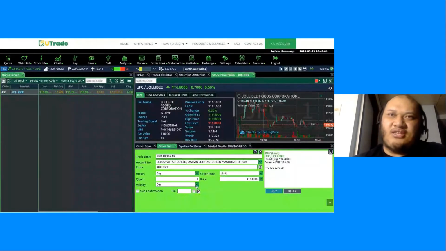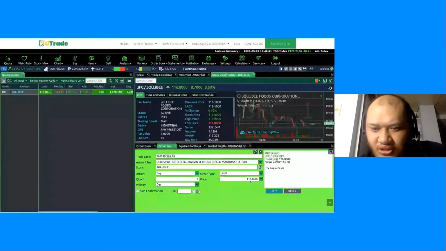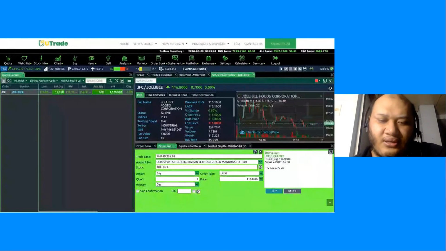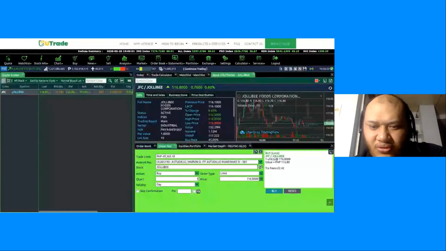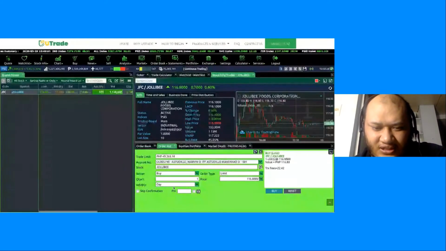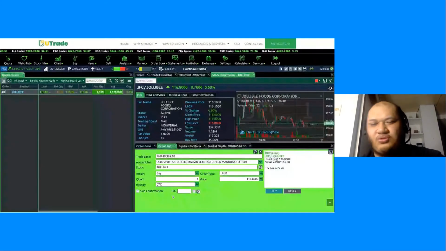Validity is like, if it's for the day, for example, I set a certain price, 116.80. That's the price that I would like to buy at. If the price went up and didn't go through 116.80, then I won't be able to buy. It would reset the next day. So that's validity. The next thing is GTC. Those are the two things that I usually use.